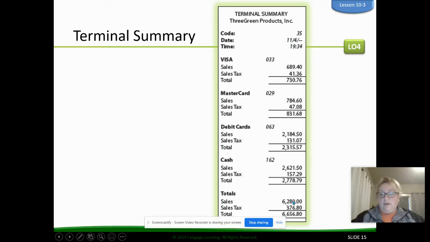So this is our overall number. And all we really need to worry about is our overall number when we actually do our assignments.